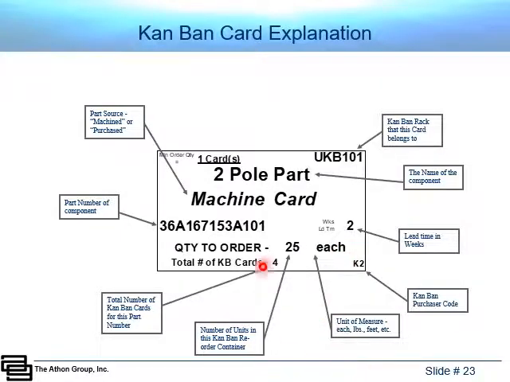You'll notice it also goes through 25. Is it each? Is it pounds? Is it liters? Is it feet? We'll have a Kanban purchaser card. Who's responsible for purchasing these? This is an abbreviation or a code to indicate the individual purchaser, the person who's actually going to go purchase it. If you're going to machine it, who's responsible for managing that within the machine cell? Lead time in weeks, the name of the component, and of course the Kanban rack.